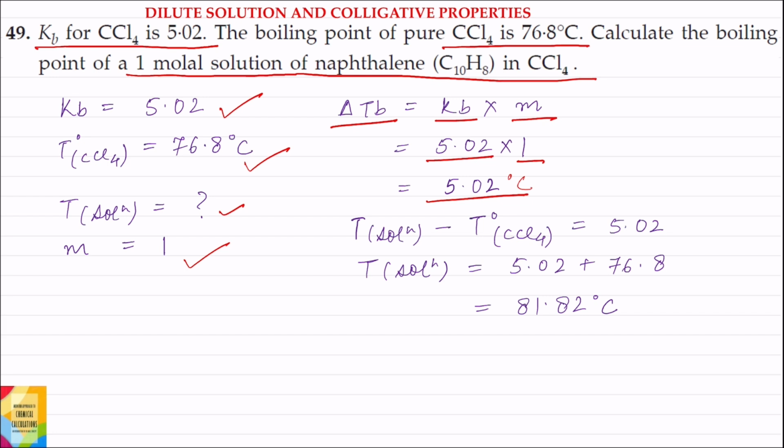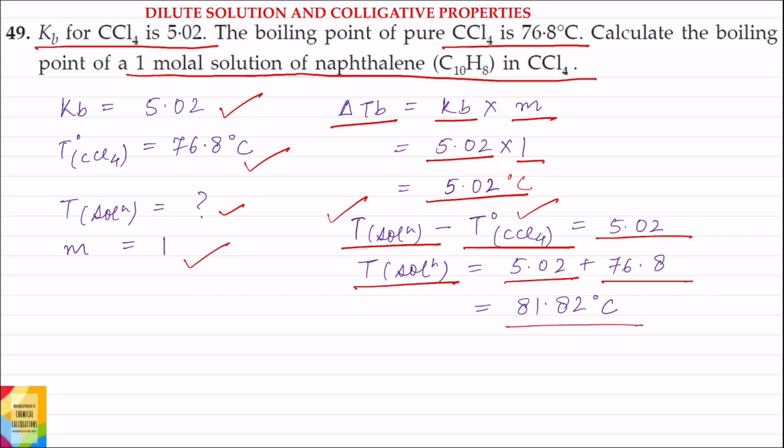Now what is delta Tb? Delta Tb is boiling point of solution minus boiling point of pure solvent. Here the solvent is carbon tetrachloride. So boiling point of solution of naphthalene in carbon tetrachloride minus boiling point of pure carbon tetrachloride is equal to 5.02. Boiling point of pure carbon tetrachloride is given in the question as 76.8 degree centigrade. Therefore, boiling point of the solution will be equal to 5.02 plus 76.8 and this is equal to 81.82 degree centigrade.